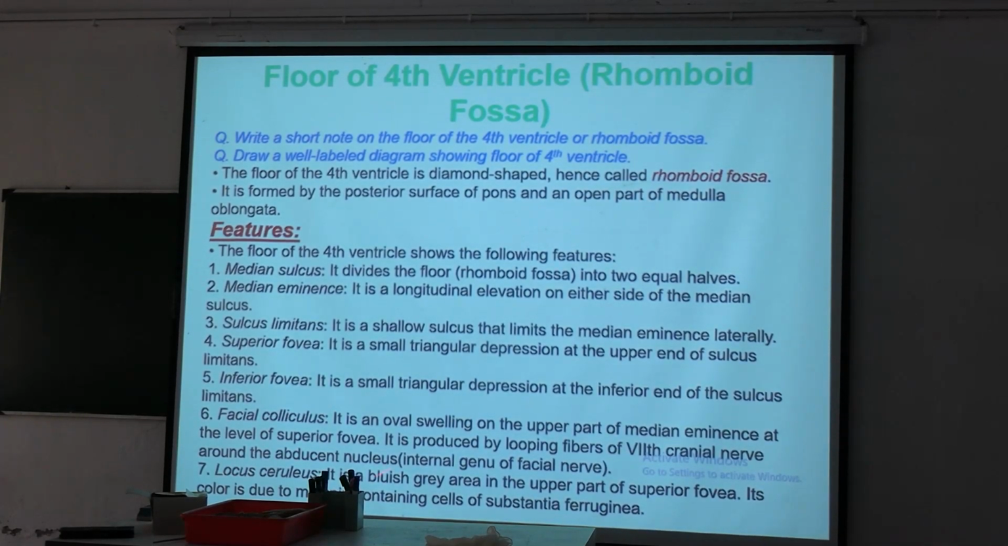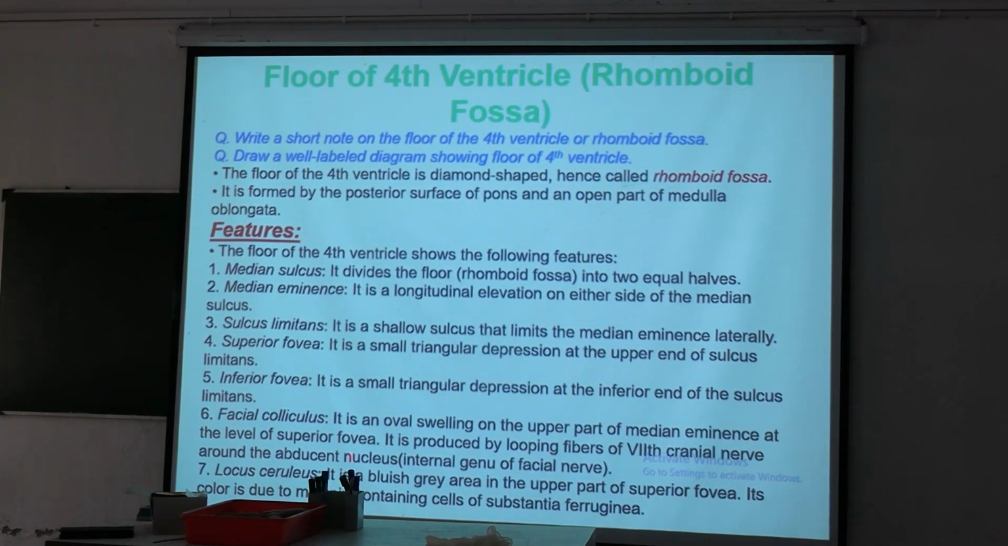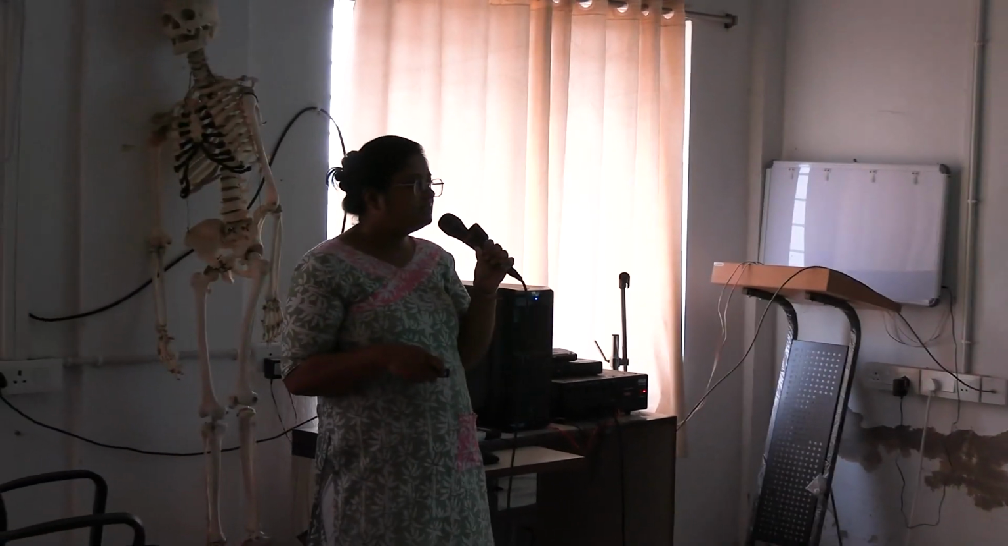Next is facial colliculus. It is an oval swelling on the upper part of median eminence at the level of superior fovea, and it is produced by looping fibers of the seventh nerve around the abducent nucleus, the internal genu of facial nerve. Locus ceruleus, it is a bluish grey area in the upper part of superior fovea, and its color is due to melanin containing cells of substantia ferruginea. Okay, that's why it is important.